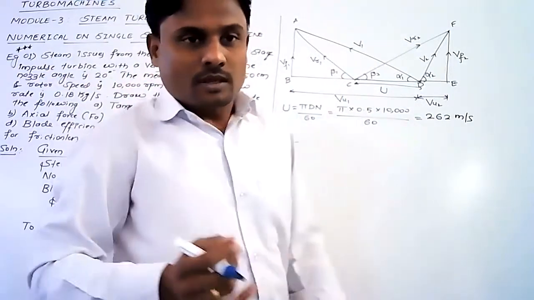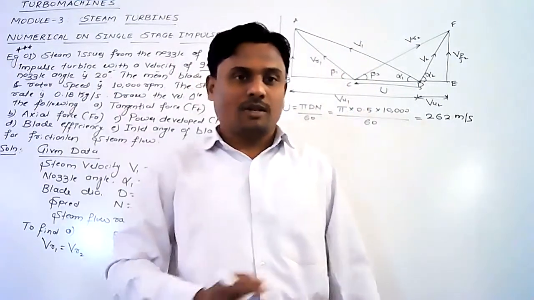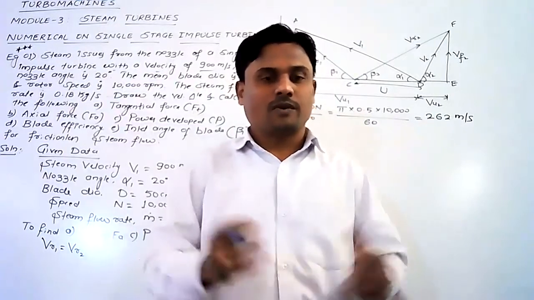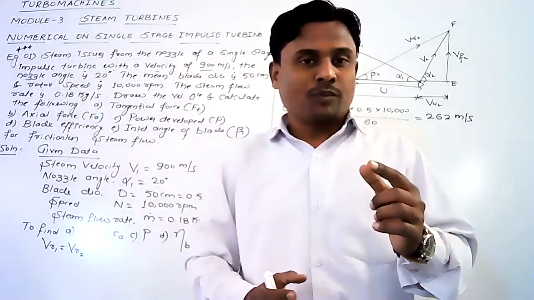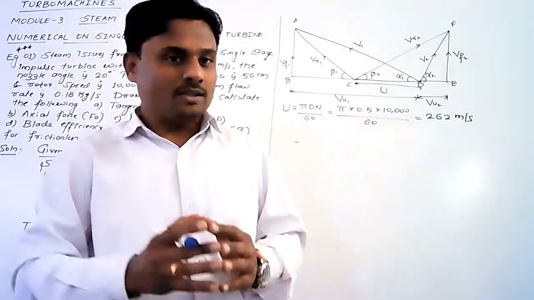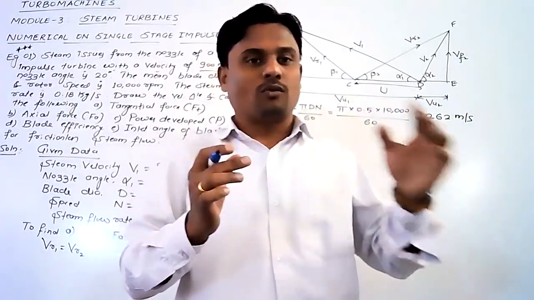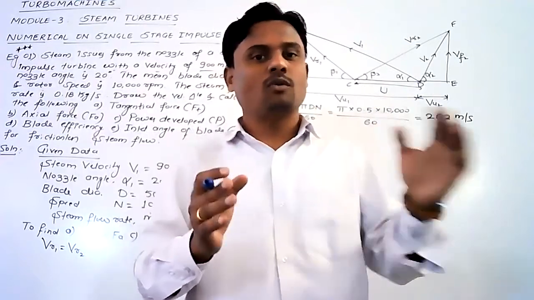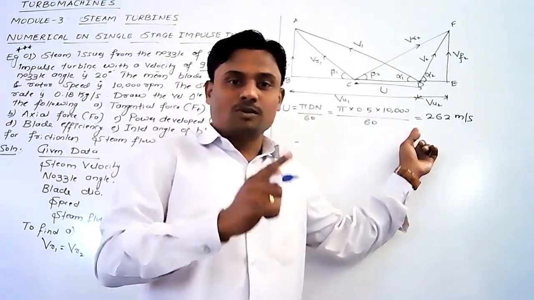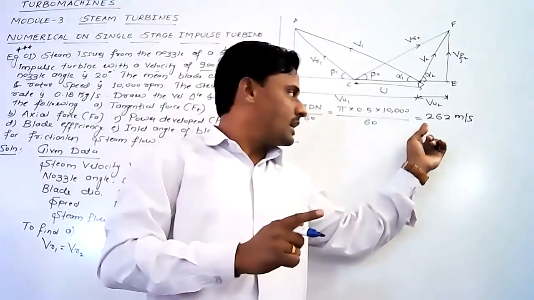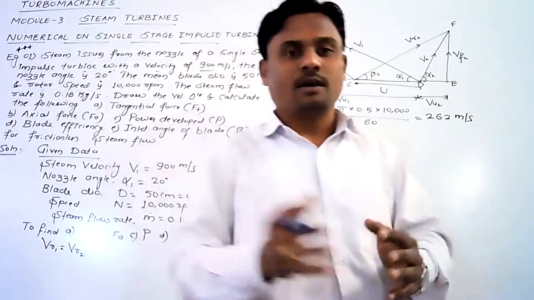Now the next important thing is, as we are solving this numerical by using the graph paper, we are supposed to use the graph and we have to adjust the appropriate scale as well. You have to adjust the scale such that U should be in between 2.5 to 4 centimeters. So if I take the scale as 1 centimeter equals 100 meter per second, in terms of centimeter, I'll get U equals 2.62 centimeters. So no problem, we can adjust the scale.